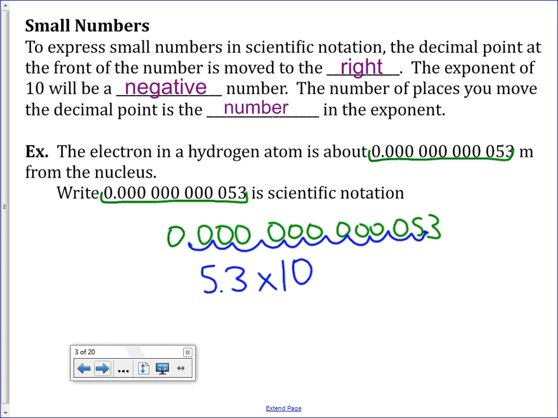To figure out what that exponent is, we simply count the number of places that we moved our decimal. So in this case, we would have moved it 10 places to place it between the 5 and the 3. Because we've moved it to the right, that exponent is going to be a negative, and since we did move it 10 places, our exponent is going to be a 10. So taking that small number and writing it in scientific notation, we get 5.3 times 10 to the negative 10.